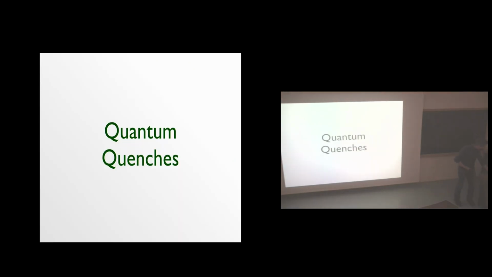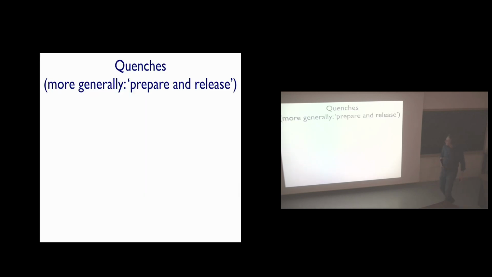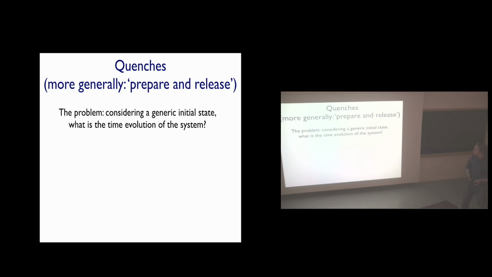Okay, so quantum quenches. The idea of a quantum quench. I guess most of you are either familiar with it or even possibly work in this. You just prepare a certain state, and then you do the time evolution under a Hamiltonian which doesn't commute with the Hamiltonian that you used to create the initial state. So here's how it looks.